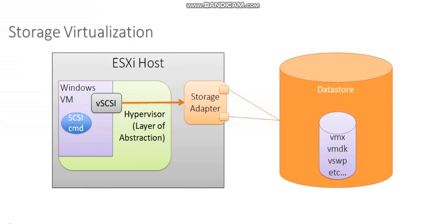So let's watch our SCSI command. As the Windows virtual machine generates a SCSI command, it sends it to the virtual SCSI controller. The hypervisor determines the appropriate location for that virtual disk, sends it out the storage adapter, and the storage command arrives at the data store. And the changes are actually written to the file that contains the virtual machine's virtual disk.